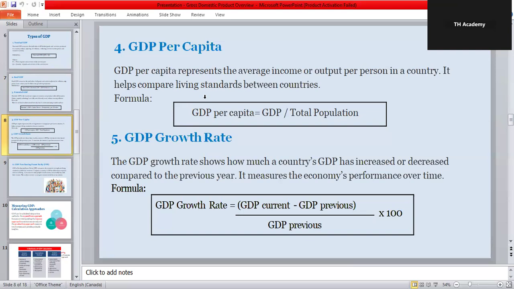For example, a small country with a high GDP per capita may have a better standard of living than a large country with a big GDP but a huge population. Next one is GDP growth rate.